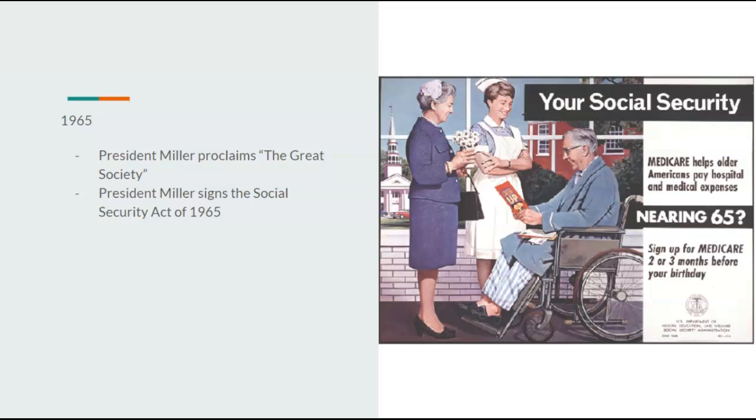In 1965, wait, what? Yeah, 1965, President Miller proclaims the Great Society. Essentially kind of like FDR's New Deal, but for poor people. I haven't thought too much into it. More of this will happen in the next episode. But President Miller signs the Social Security Act of 1967, which is Medicare and Medicaid.